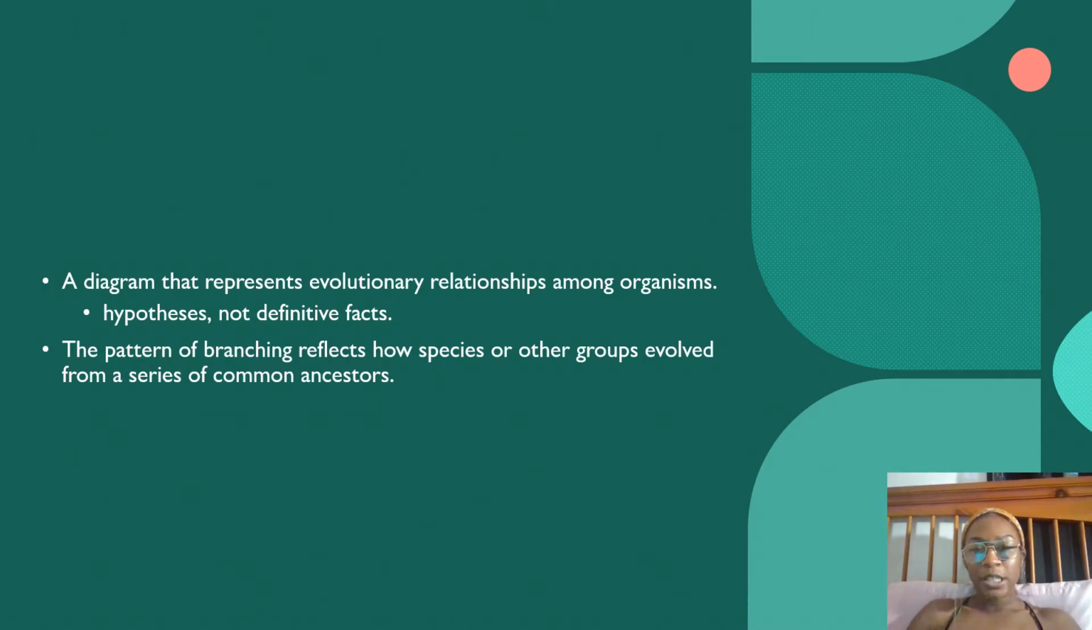The pattern of branching in a phylogenetic tree reflects how species or other groups evolved from a series of common ancestors. In trees, two species are more related if they have a more recent common ancestor and less related if they have a less recent common ancestor.